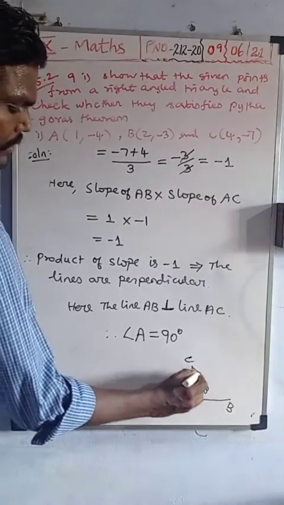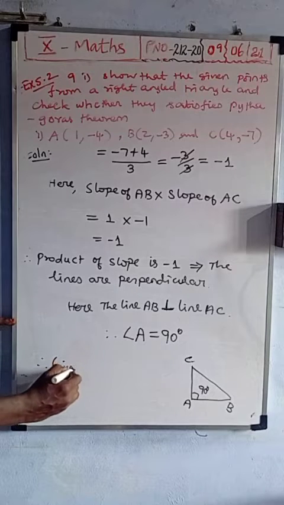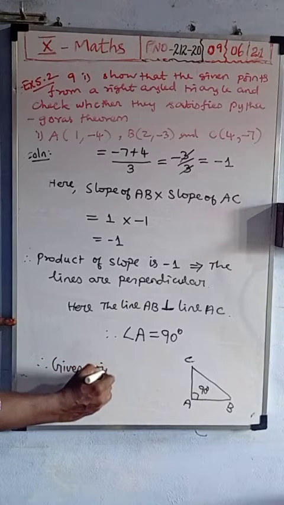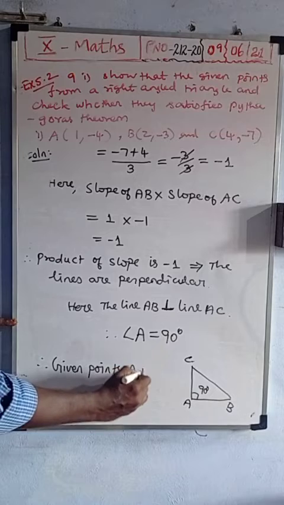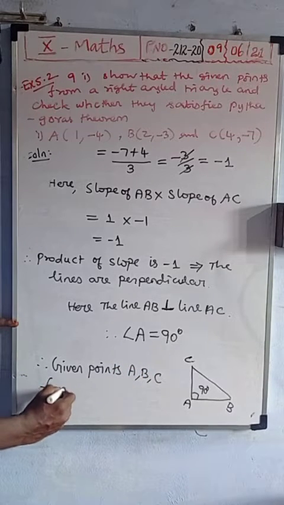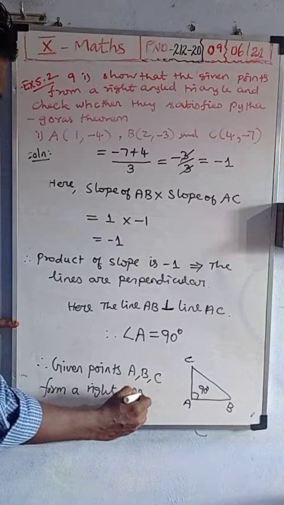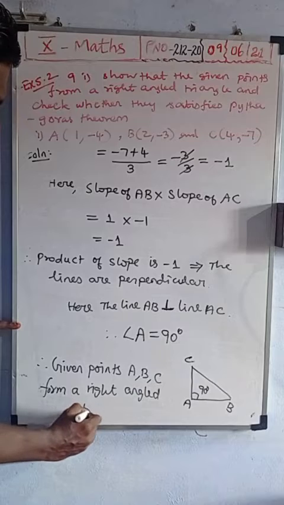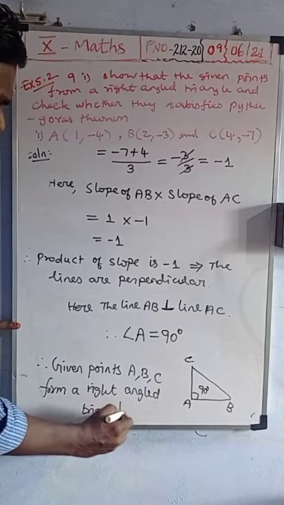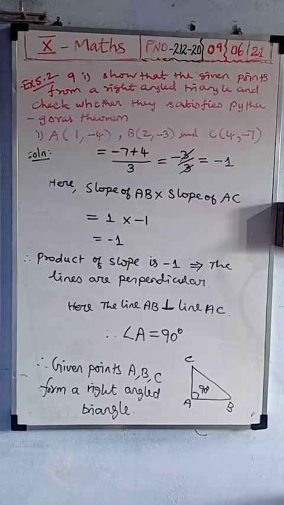So therefore, the given points A, B, C form a right angle triangle. Okay, the given points ABC form a right angle triangle. So one part is over.